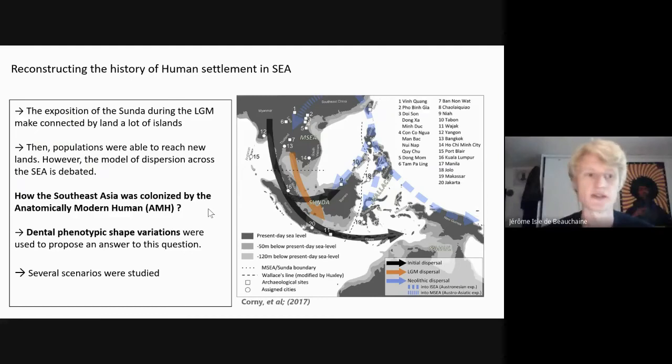Okay. So an interesting question is reconstructing the history of human settlement in Southeast Asia. Does everyone hear me? Okay. As was said before by Dama and Sarah, as a consequence of the last glacial maximum, the Sunda was exposed because of the drop of the sea level, which had the consequence of connecting the different islands of the Sunda with a land bridge. Therefore, populations were able to reach new lands.